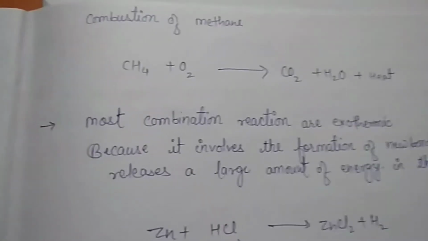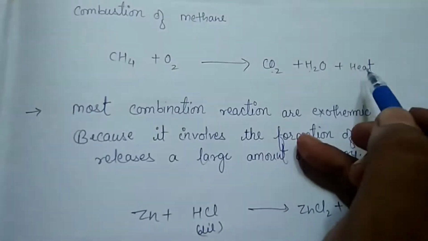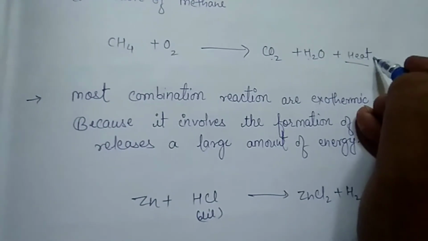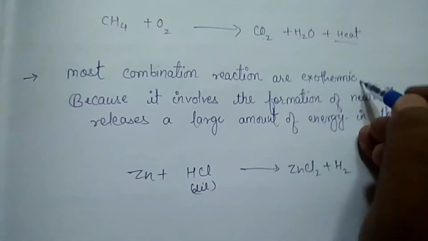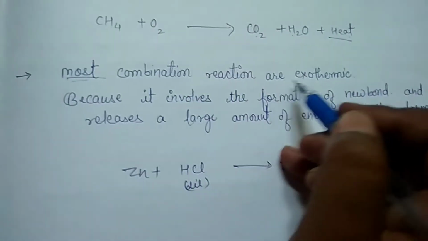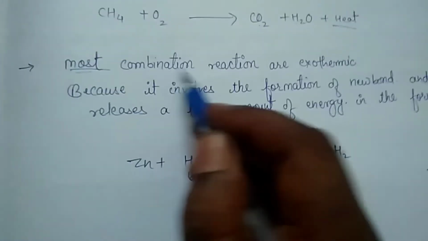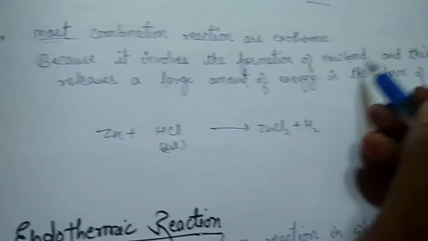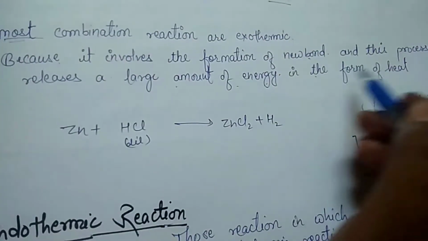Combustion of methane produces the products carbon dioxide, water plus heat. So it is also producing heat, and this will be an exothermic reaction. Please note in your copy, most combination reactions are exothermic. Not all combination reactions are exothermic, because some combination reactions are endothermic also. Most combination reactions are exothermic because they involve the formation of new bonds, and this process releases a large amount of energy in the form of heat.